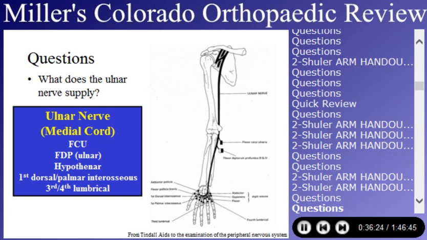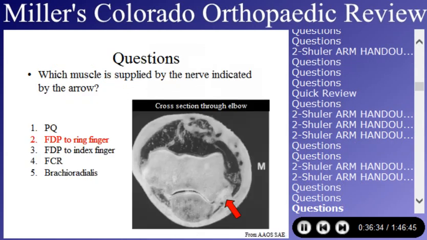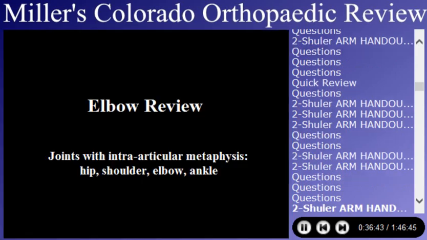These diagrams are very helpful, as you can tell just from going through them right now. It really systematically enables you to determine what's going to happen during nerve lesions, nerve injuries. The muscle supplied by the nerve is indicated by the arrow. Ulnar nerve, right there in the groove, goes to the FDP of the ring finger, the ulnar side of your hand. Elbow review.